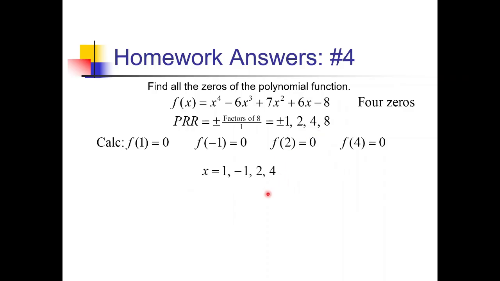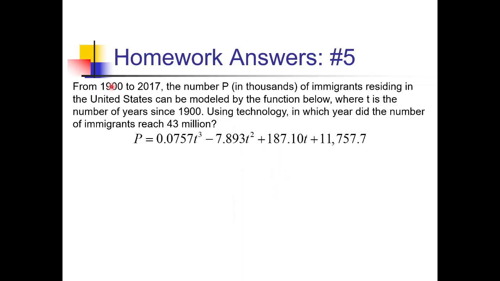Good for us. For this problem, from 1900 to 2017, the number, p in thousands of immigrants residing in the U.S., can be modeled by this function below, apparently. And t is the number of years since 1900. Using technology, we want to know in which year did the number of immigrants reach 43 million. So this is the beautiful thing about polynomials, is you can model pretty much anything, at least within a certain range, if you pick crazy enough coefficients to do it.